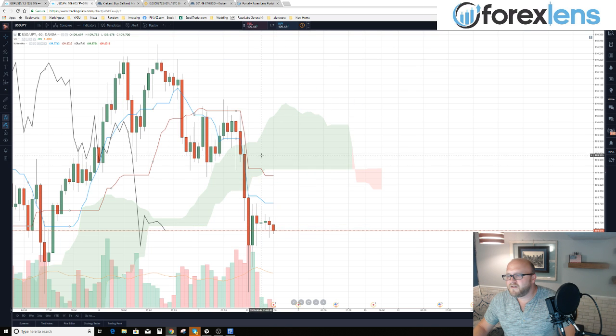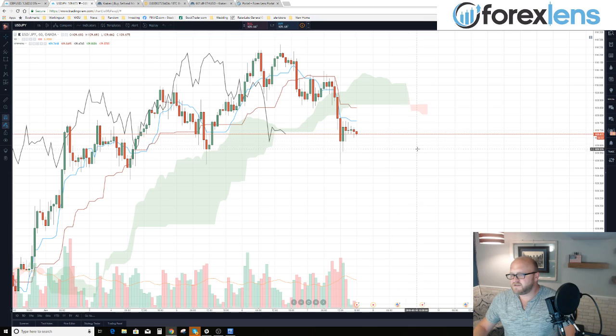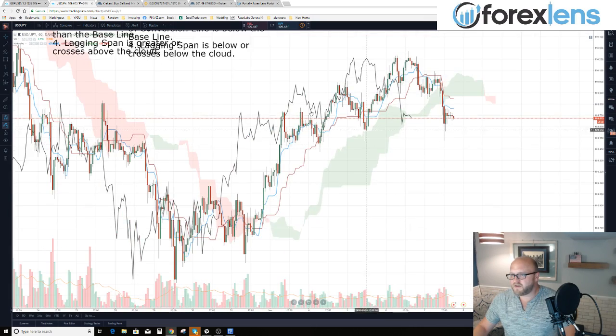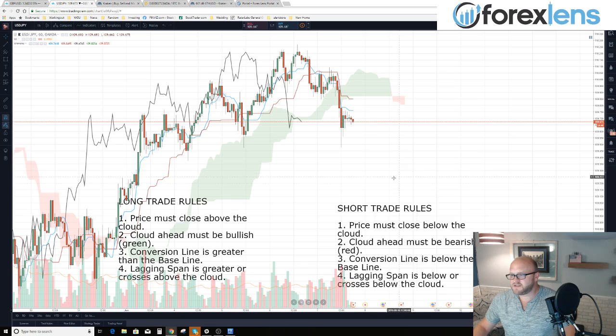Okay. So, here are the short signals that we're looking for. Is the cloud ahead red? Yes. Is price below the cloud? Yes. Is the conversion line below the baseline? Yes. Is the lagging span below the cloud? Yes, it is. So this right here is a short trade.